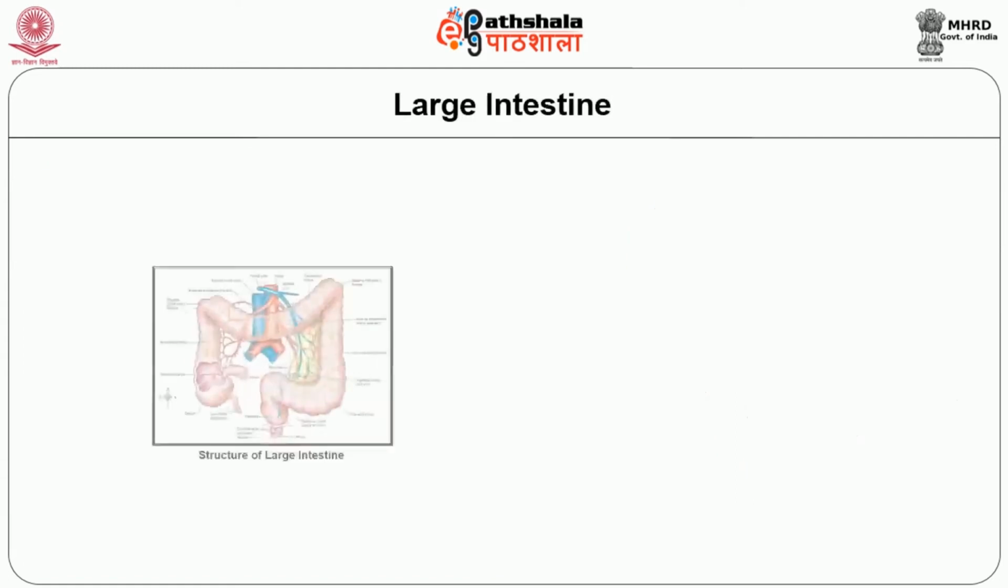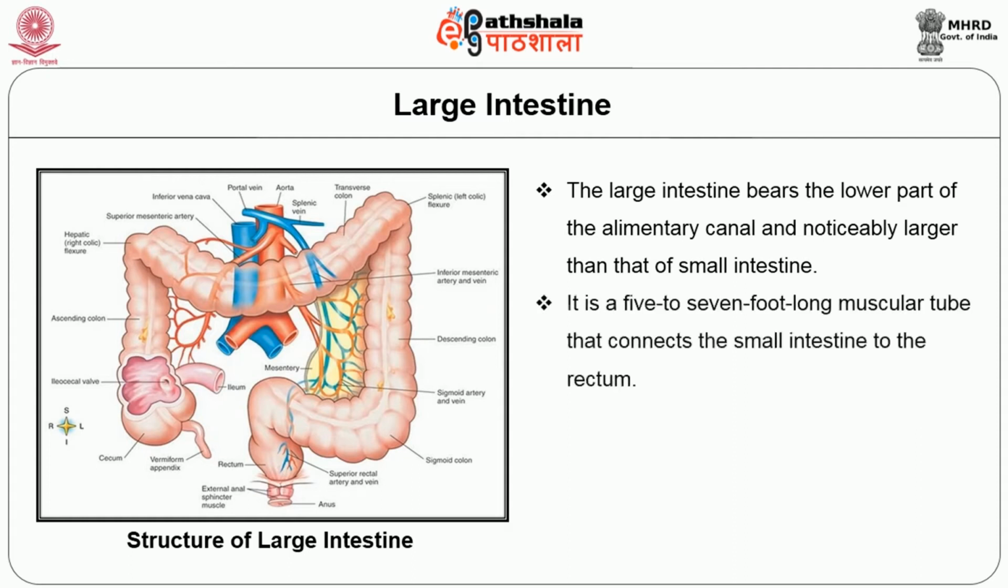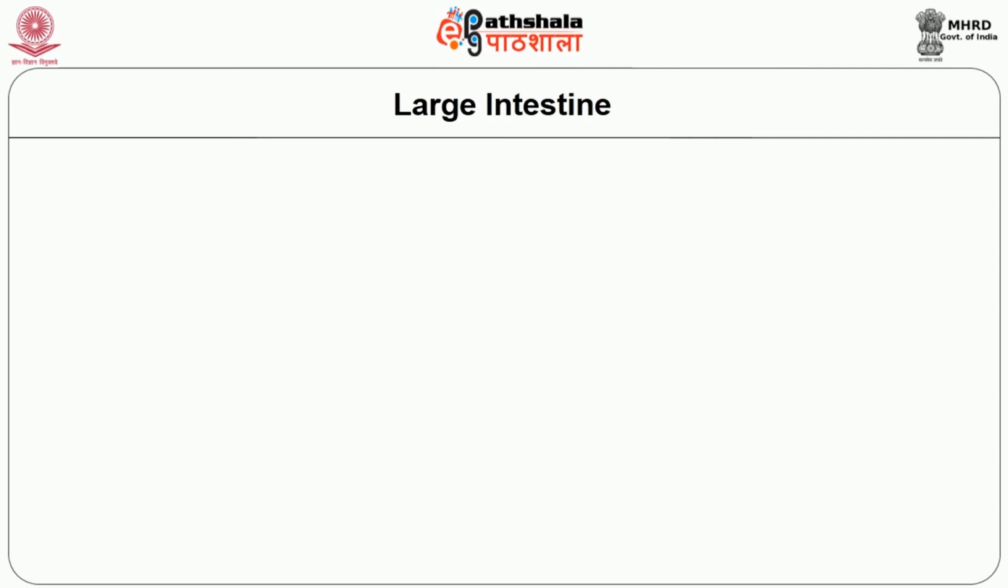The large intestine forms the lowest part of the alimentary canal and is noticeably larger than the small intestine. It is a 5 to 7 foot long muscular tube that connects the small intestine to the rectum. The large intestine comprises the colon, rectum and anus.